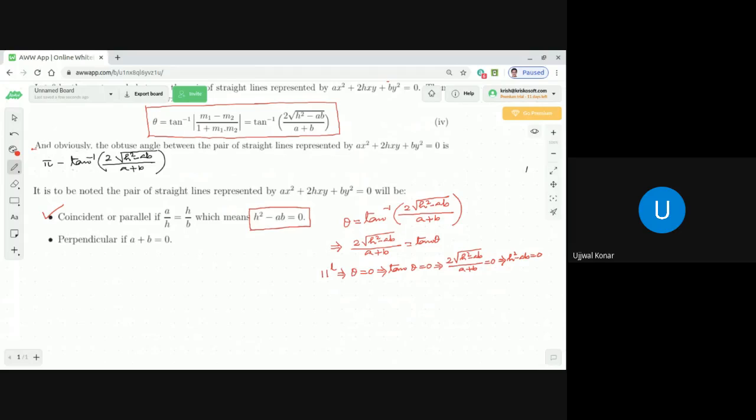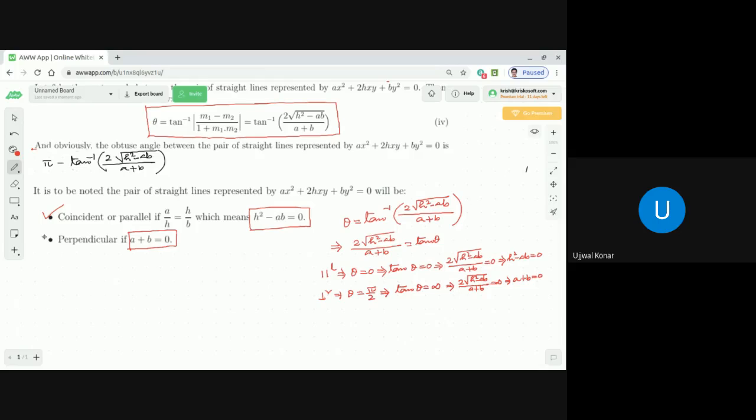And when will they be perpendicular? Perpendicular means, dear students, that theta is 90 degrees. Sorry, theta is 90 degrees. By mistake I wrote 0 here, but theta is 90 degrees. That implies tan theta is equal to undefined, infinite. That implies 2 into square root of h square minus ab by a plus b is equal to undefined. That means the denominator has to be 0, because we know something divided by 0 is undefined, and that is why this relation a plus b equal to 0.